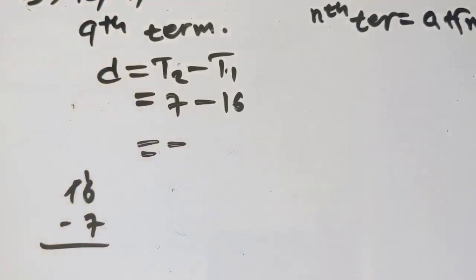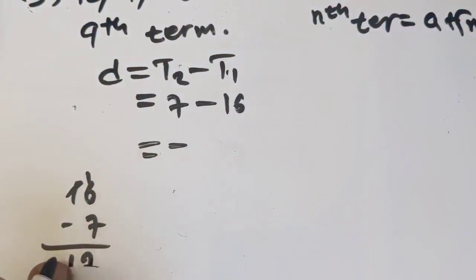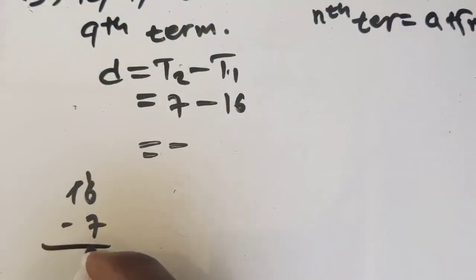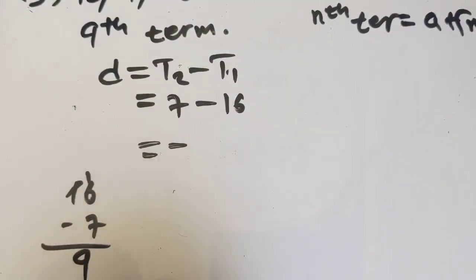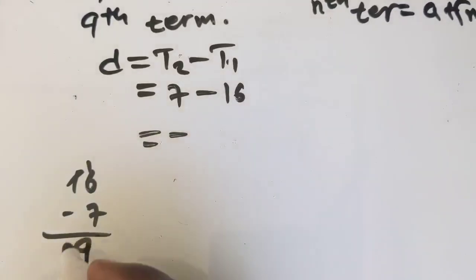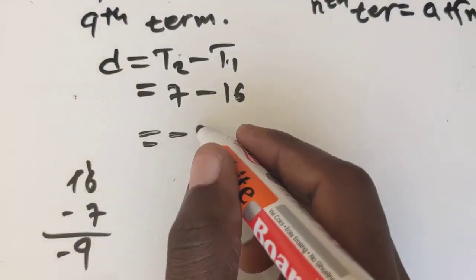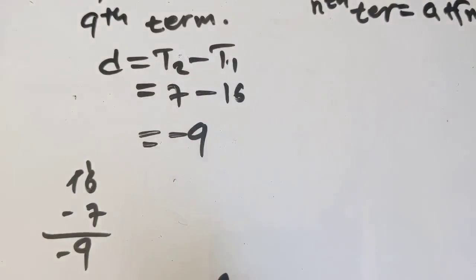16 minus 7. So what is 16 minus 7? You find that it is 9. Sorry, the answer has to be 9, so it is just 9. I was just correct.